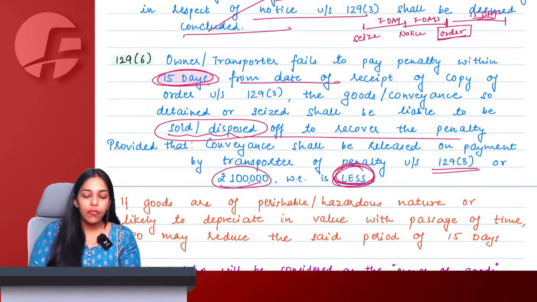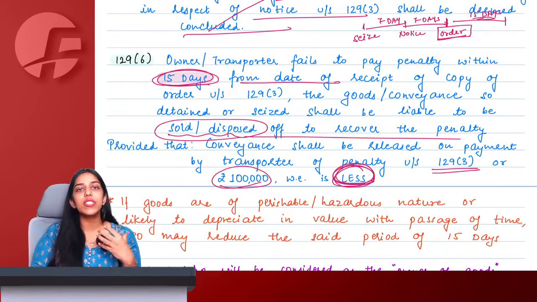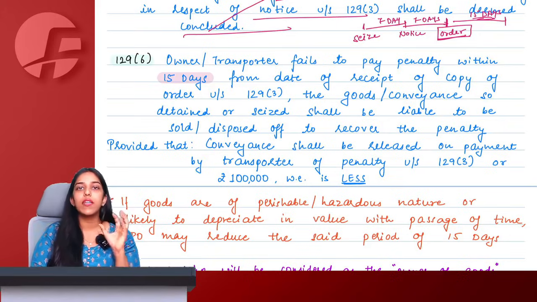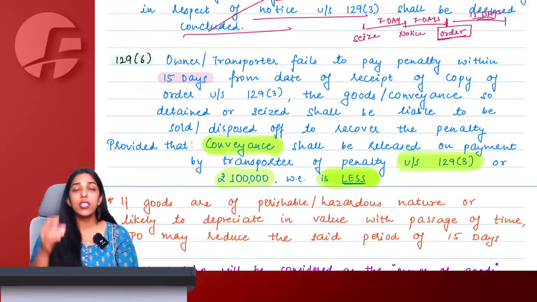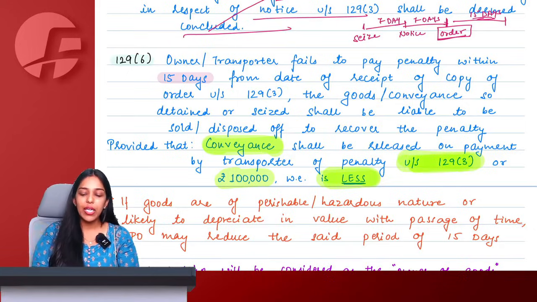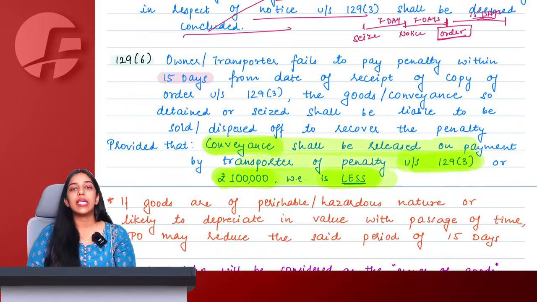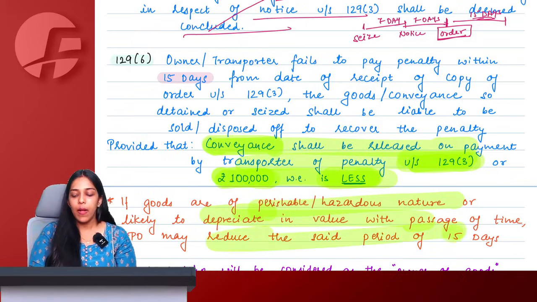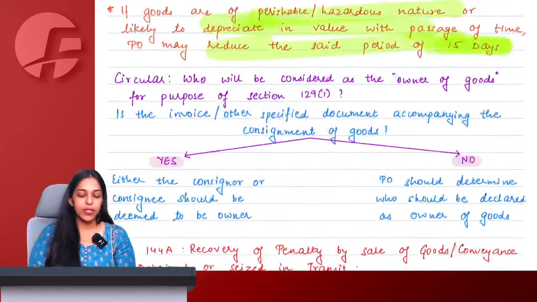Let them do. So here, for the transporter, obviously we will have to give some relaxation because they are not the mastermind. They are simply transporters involved in this situation. So here we are saying that the transporter can get the conveyance released upon paying the penalty under 129(3) or 1 lakh, whichever is lower. So basically if the penalty is more, simply by paying 1 lakh rupees, the transporter can get the conveyance released. If the goods are of perishable or hazardous nature, then we can also allow less than 15 days time from the order to pay the penalty.